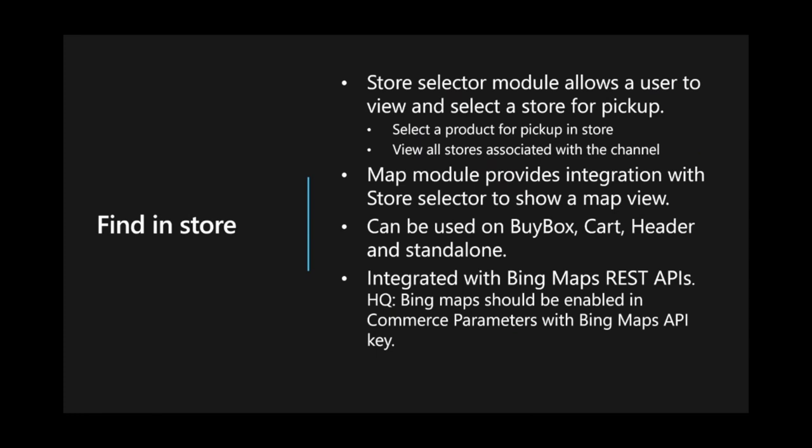We also provide integration with a map, which is powered by Bing Maps. And the find in store modules can be used in buy box, cart, header, and they can also be standalone, like in a store locations page. Now, the entire buy online pickup in store experience is deeply integrated with the Bing Maps REST APIs. We use the geocoding API, auto suggest API. We use the Bing Maps V8 control for the maps module. Now, to enable this feature, you need to make sure that in commerce headquarters, in commerce parameters, your Bing Maps feature is enabled, and you also need to provide a Bing Maps API key for the feature to work end-to-end.